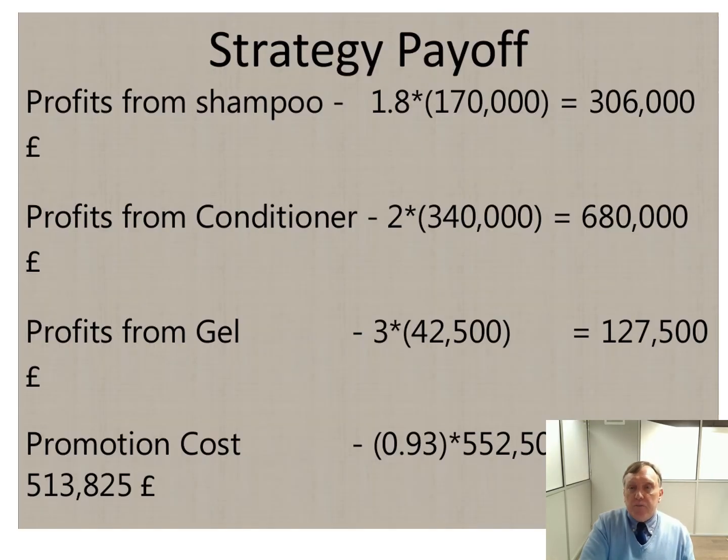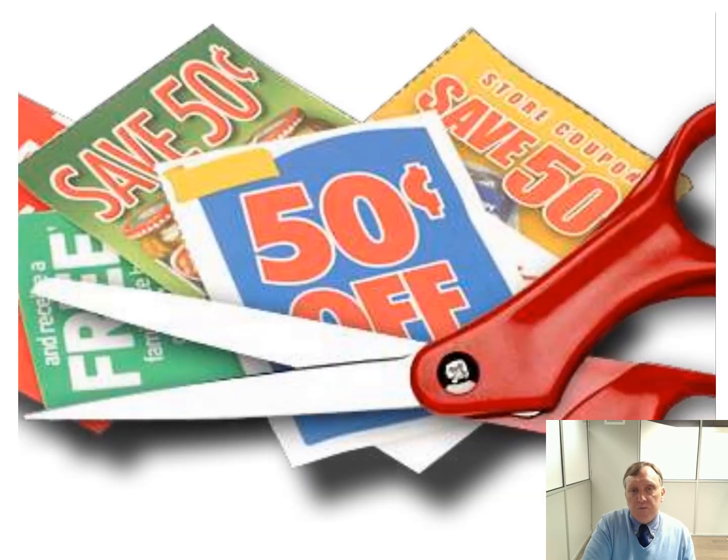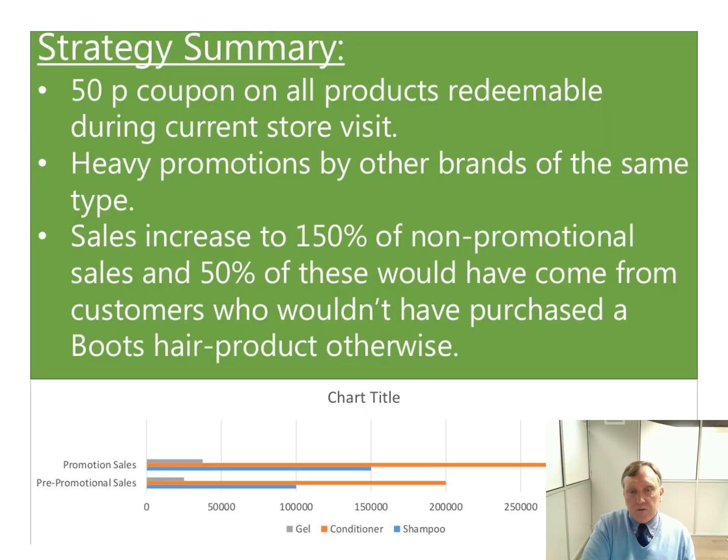Right, so the profits from the shampoo, it's 180 times the amount sold. Profits from the conditioner, profits from the gel, so the promotional cost, £513,000. So we'll compare those at the end in a minute. Right, now doing the straight discount.